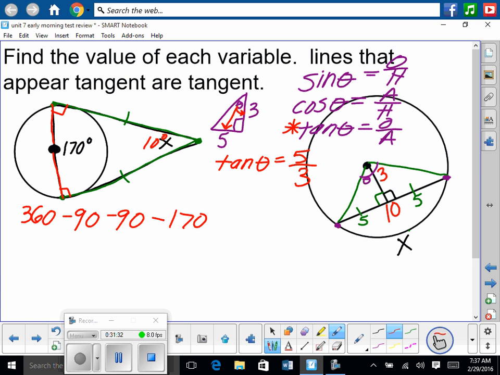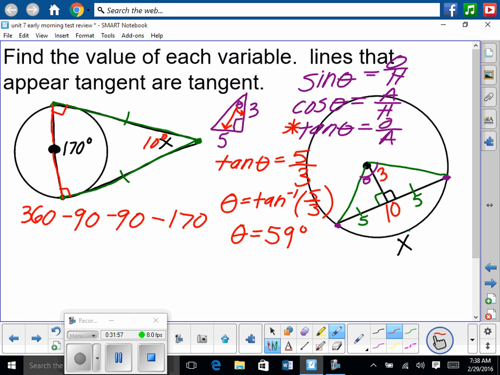Now we can solve for theta, right? Don't we have to get theta alone, and it's trapped in tangent. So in this case, you would take the inverse tangent of both sides. Theta is equal to tangent inverse of 5 over 3. Type it into your calculator: second tangent of 5 divided by 3. 59 degrees. So theta is 59 degrees. Make sure your calculator's in degree mode.